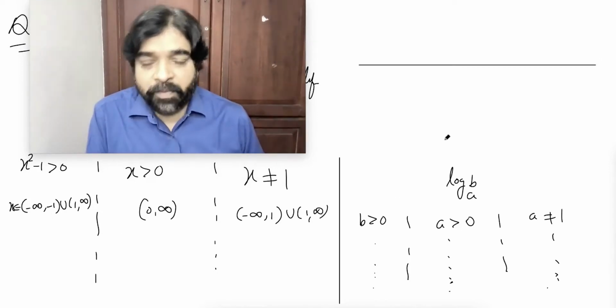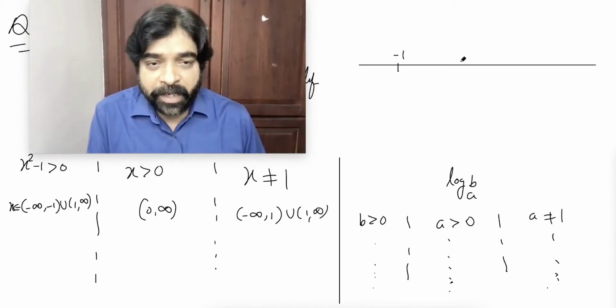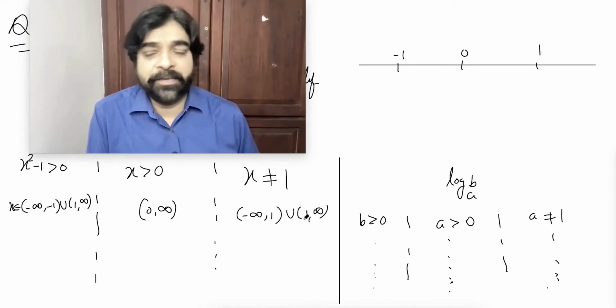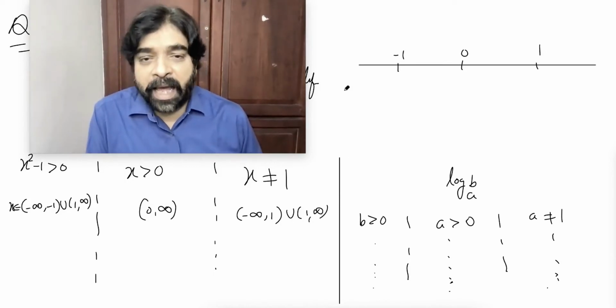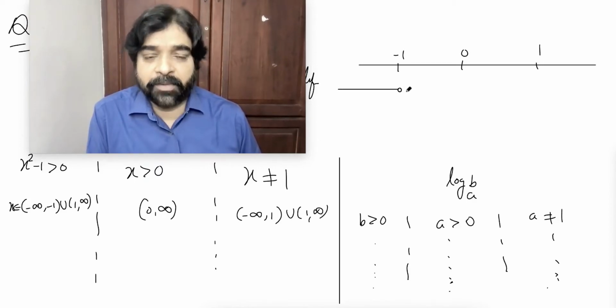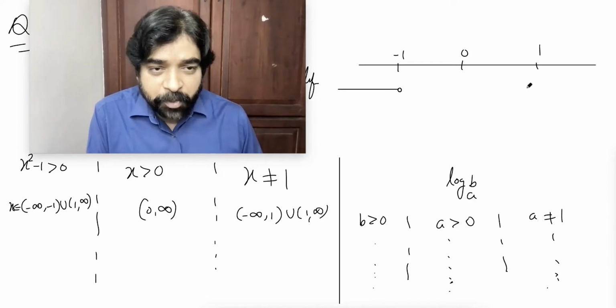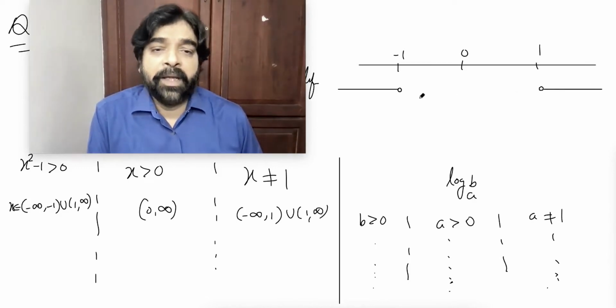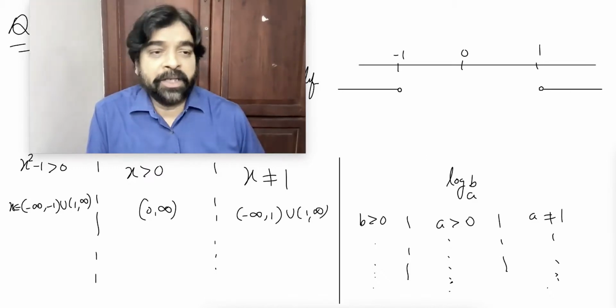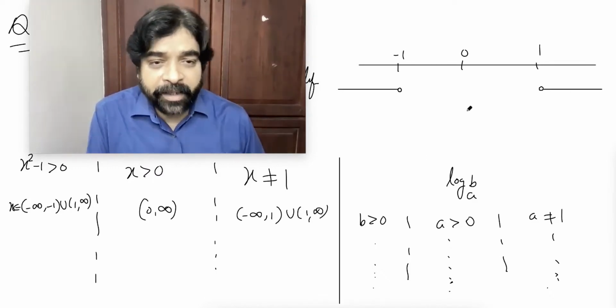Write all the points, whatever you can see here. -1 I can see, 0 I can see, 1 I can see. Infinity and minus infinity, no need. This is saying a line coming from minus infinity terminating at -1. -1 open. But the same line is broken and again continues from 1. This open circle means this is not included. Did you understand?